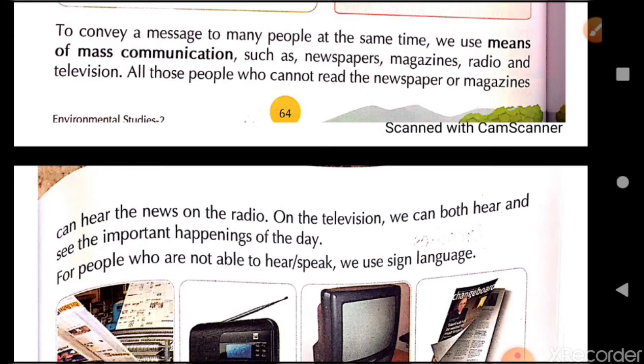So, to convey a message to many people at the same time, we use means of mass communication such as newspapers, magazines, radio, and television. All those people who cannot read the newspapers or magazines can hear the news on the radio. On the television, we can both hear and see the important happenings of the day. Okay?